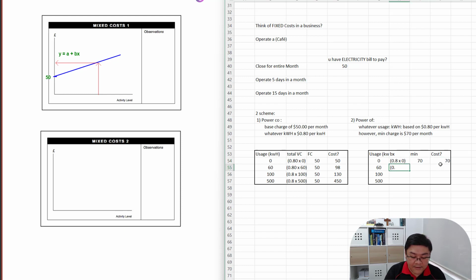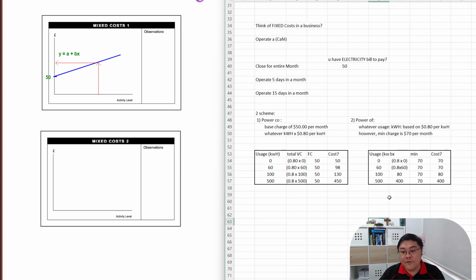Now if, let's say, I'm talking about 60 kilowatt hours, you're going to get 0.8 times 60, which is 48. The minimum is 70, so it's going to be 70 as well. But when you are at 100 kilowatt hours, you will actually have 80, and the minimum is 70, so obviously you will start to take 80. And if you're talking about 500 kilowatt hours, it's going to be 400. The minimum is 70, so obviously we will charge you at 400.